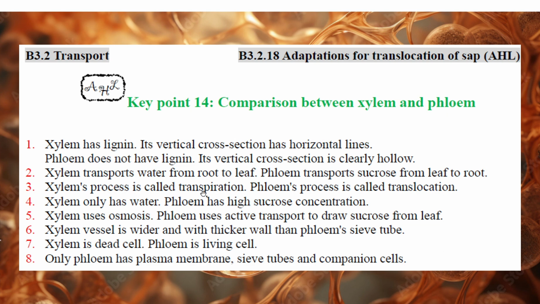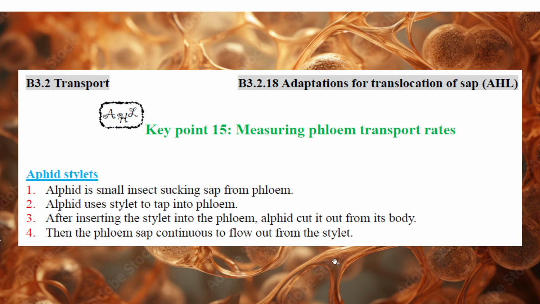Xylem process is called transpiration. Phloem is called translocation. Xylem only has water. Phloem has a high sugar concentration. Xylem uses osmosis. Phloem uses active transport to draw sugar from the leaf, and then hydrostatic pressure down the plant. Okay. Xylem vessel is wider and with a thicker wall than phloem sieve tube. Okay. Xylem is a dead cell. Phloem is still a living cell. Only phloem has a plasma membrane, sieve tube, and companion cell. Xylem has nothing, just a hollow thing.